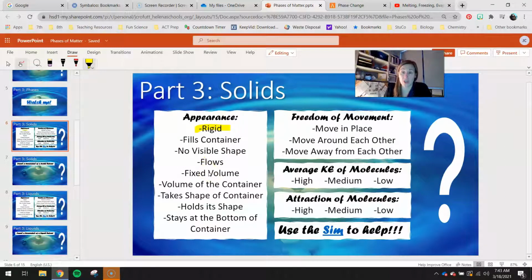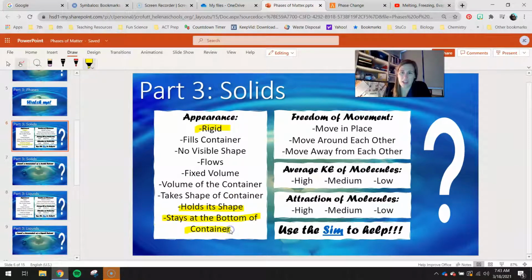We could measure the volume of an ice cube by taking its length times width times height. Or does it take the volume of the container? If we put it in there, does it change its volume to fit the container? It takes the shape of a container: if we put an ice cube in a container, does it change its shape to look like the container, or does it hold its shape? I think that would probably be applicable for our solids. And does it stay at the bottom of the container? In this case, yes, it does.